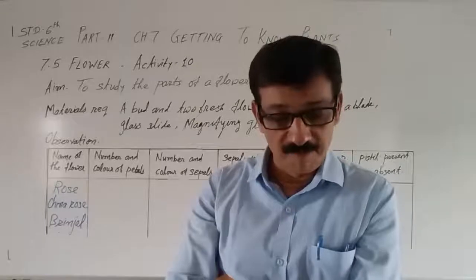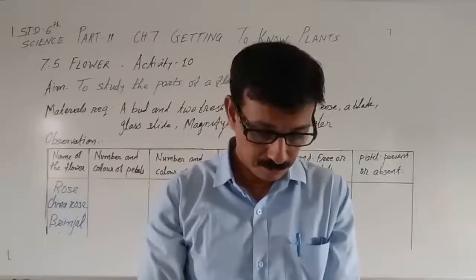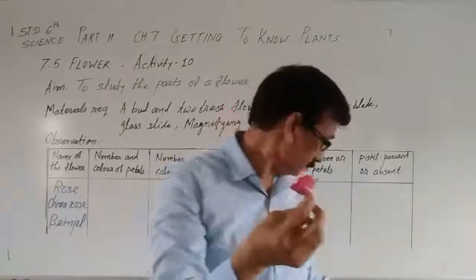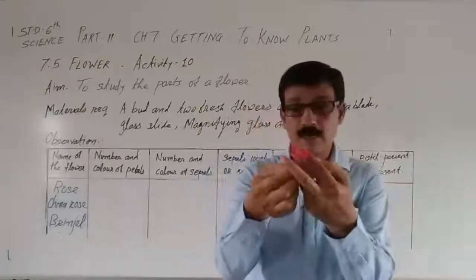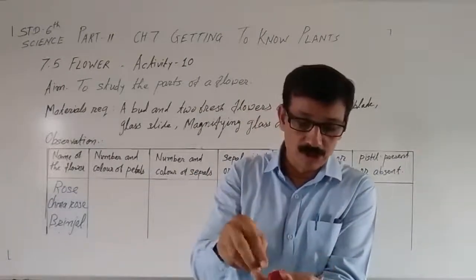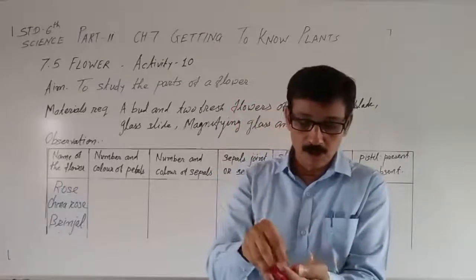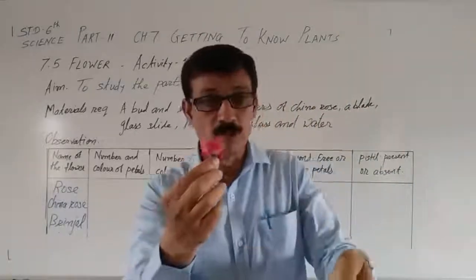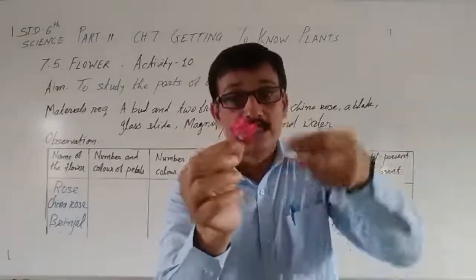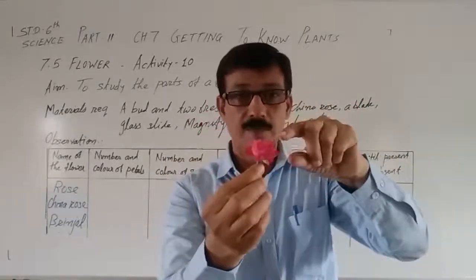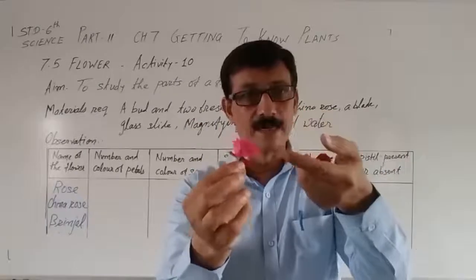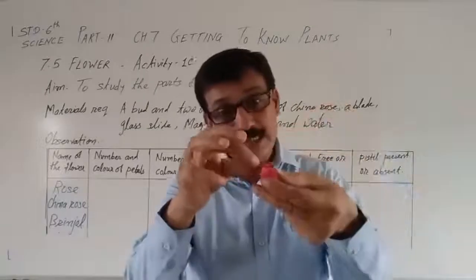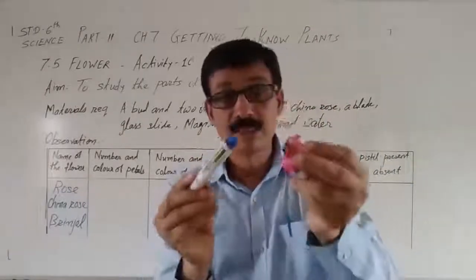Now let me show you some flowers. Suppose this is a flower of rose. Once again, this is a flower of rose. Can you see this? These are two flowers of rose, in which, where are the sepals? See, these are the petals. We can say it is a red or pink color, but these are petals. But where are the sepals?